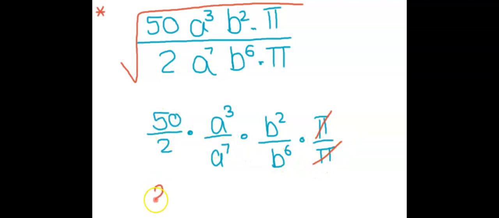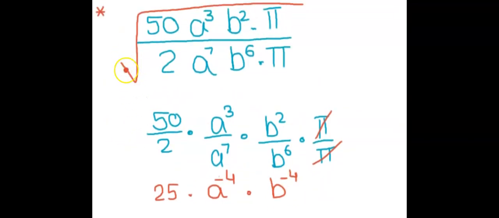50 over 2 I know is 25. That will become a. I can bring that 3 here or the 7 up, whichever way I want to do. I can move it up. So 3 minus 7. What happened to 3 minus 7? 3 minus 7 becomes a minus 4. So I can write minus 4. And then the b, 2 minus 6. What's 2 minus 6? That's again a minus 4 as well. So I can write it minus 4. And the pi is gone.